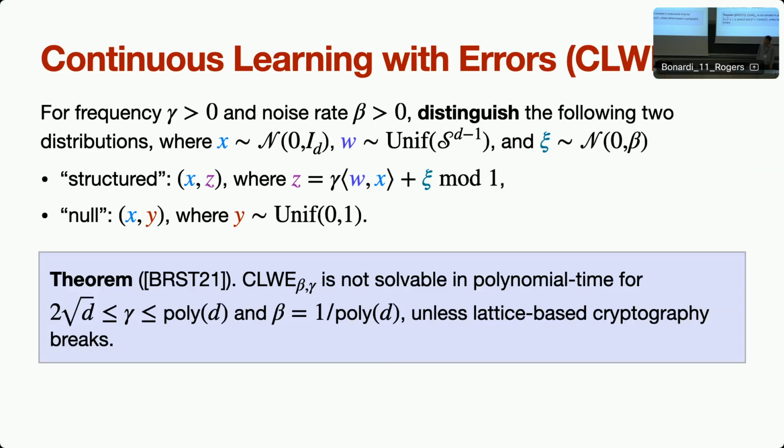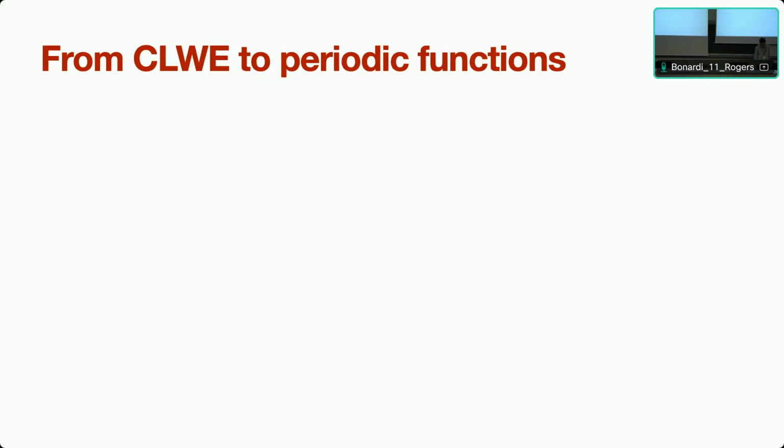So the result of Brunner, Regev, Stone, and Tang in '21 says that this problem, CLWE, is not solvable in polynomial time for some value of beta and gamma, roughly polynomial in D. Otherwise, it will solve some worst-case lattice problem, and then lattice-based cryptography just breaks. So under this CLWE assumption, our reduction is basically in two steps.